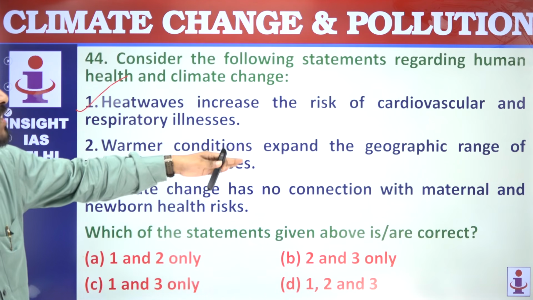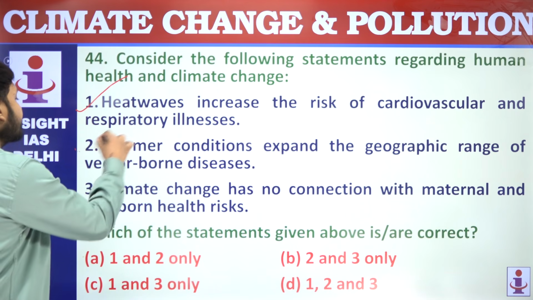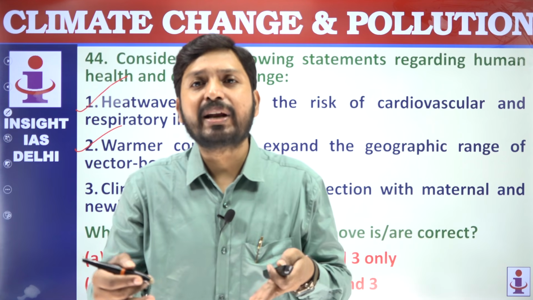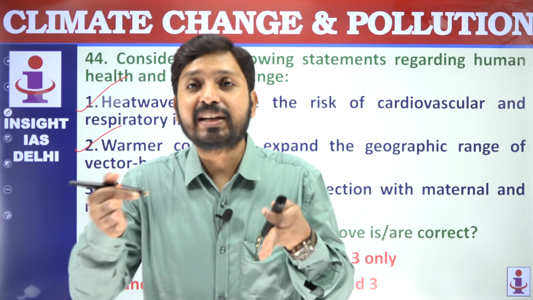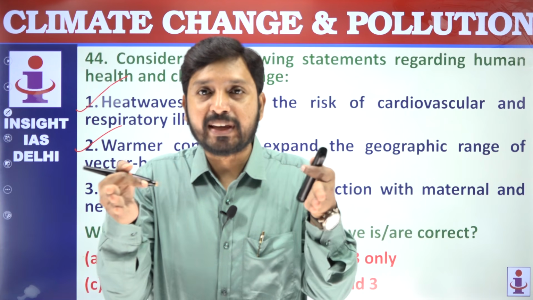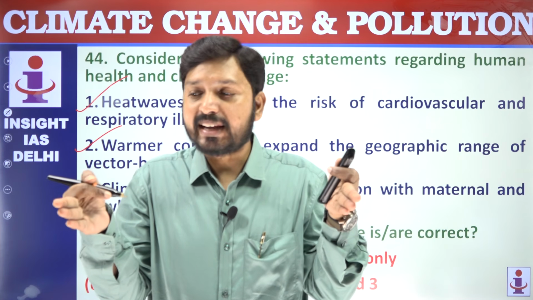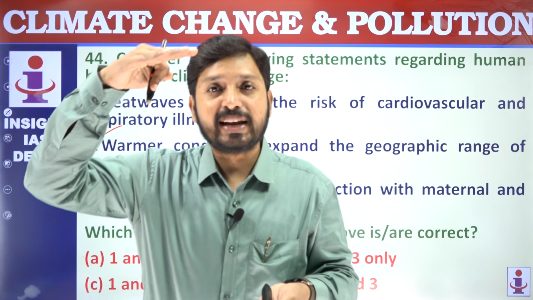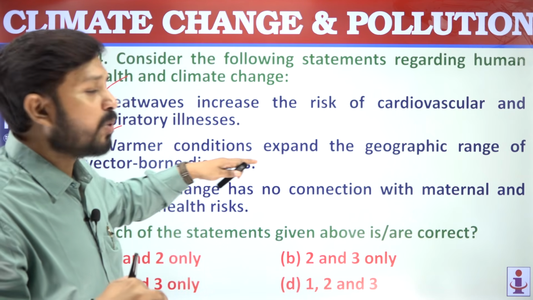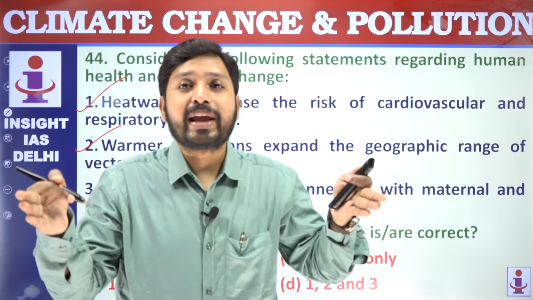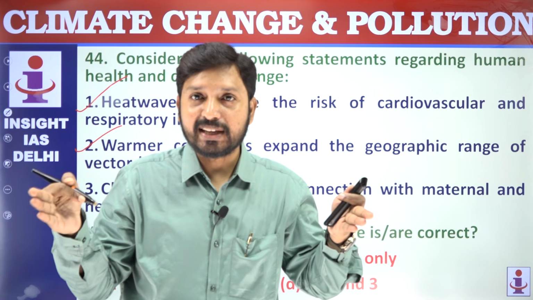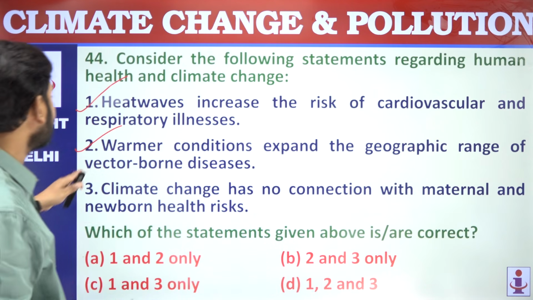Warmer conditions expand the geographical range of vector-borne diseases. Yes, this is also right, because earlier, vector-borne diseases were generally seen in warmer and wetter regions. But because of the increase in temperature, warm and wet regions are expanding, and also altitude wise they are expanding. So vector-borne diseases are spreading to a greater extent both latitudinally and in altitude. So this is the right statement.